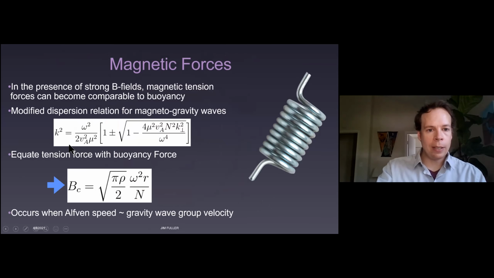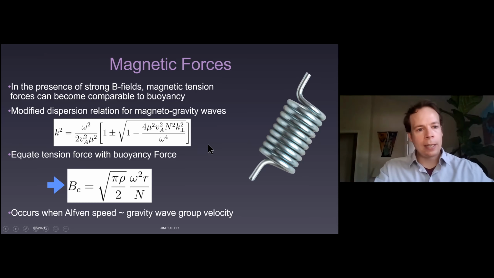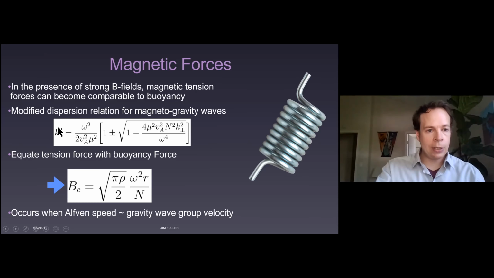what I've written down here is basically a dispersion relation for magnetogravity waves. So this includes both buoyancy forces and magnetic tension forces. And K squared is the wave number of the wave. There's a bunch of terms here, which I don't want to explain all of them. But what you see is that there's this term in the square root, and that's equal to 1 minus this big nasty number that is proportional to the Alfvén speed squared. So basically it's proportional to the magnetic field strength squared.